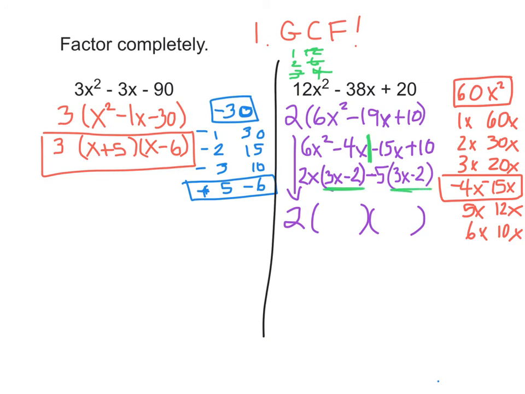That's good news. We're going to go ahead and write 3x minus 2 then in our first set of parentheses. And then we're going to write what's left, which is the 2x and the negative 5 over here. And we have now factored this completely. We need to include that 2 out front.